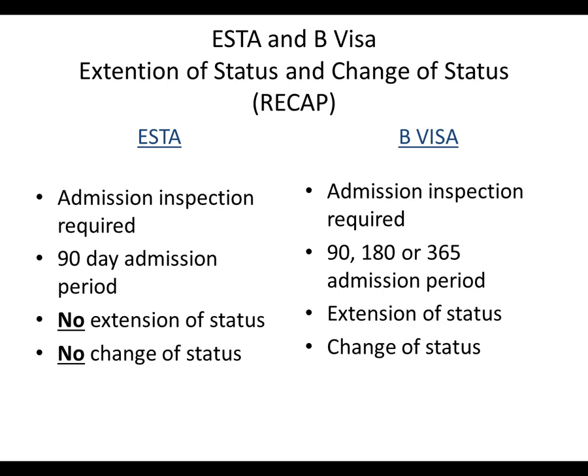Inspection upon admission is still required. The B visa can be issued for a multiple year period, up to 10 years, but the actual period that you're permitted to remain in the United States is governed by the I-94 card and is often issued for a 90, 180, or 365-day period. A 1-year entry is the cap on a B visa, and extension of status requests and change of status requests are permitted with a B visa, keeping in mind the 30 and 60-day governing rule.